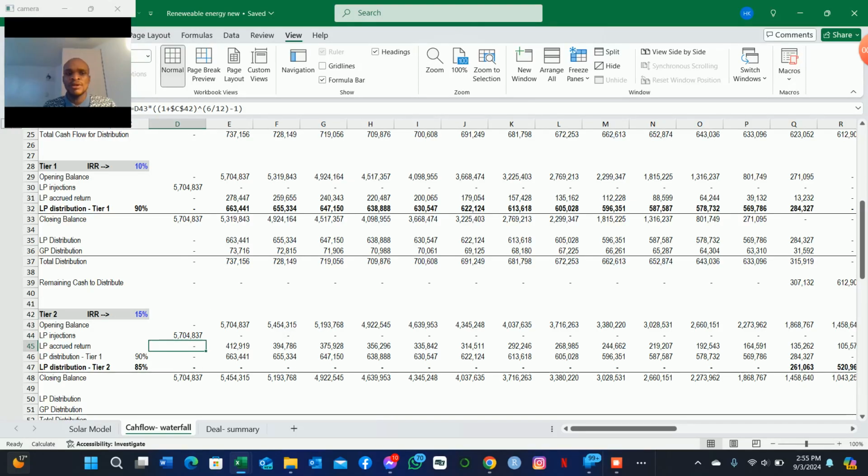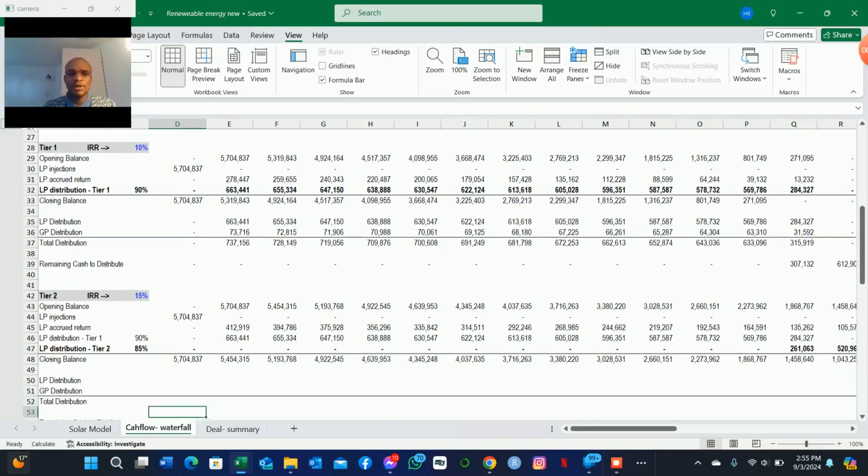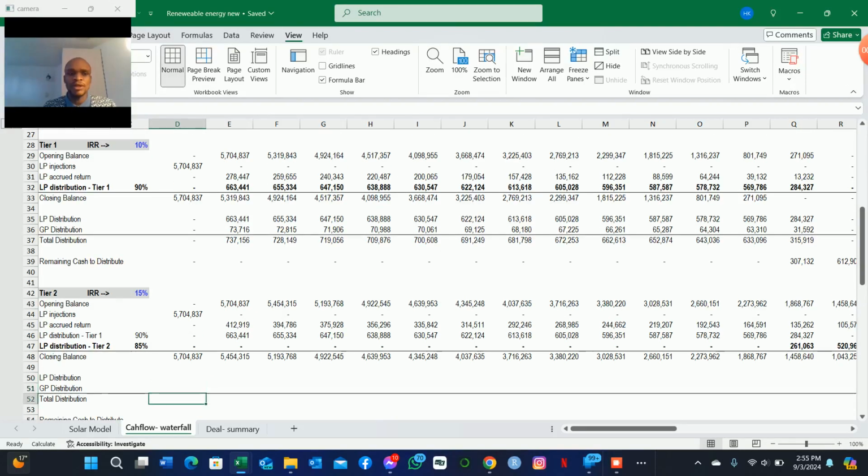So in the next video, we're going to be calculating the distribution to the general partners, and we'll reference the distribution to the limited partners as well.